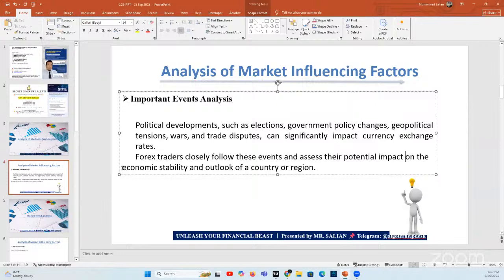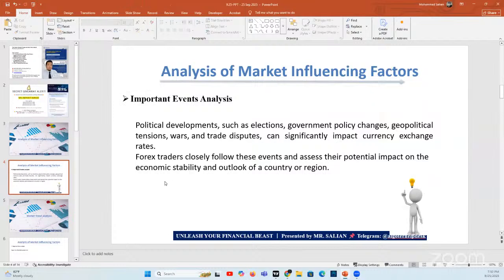Forex traders closely follow these events and assess their potential impact on the economic stability and outlook of a country or region. Yes, this is really, as I've said, affecting the market because of all these events. So you have to accept that fact.